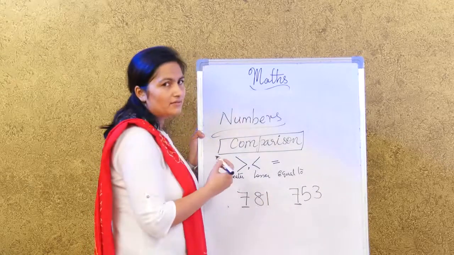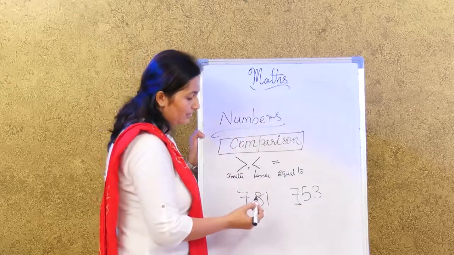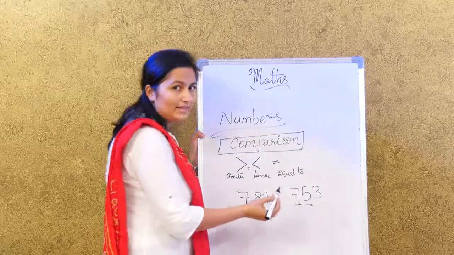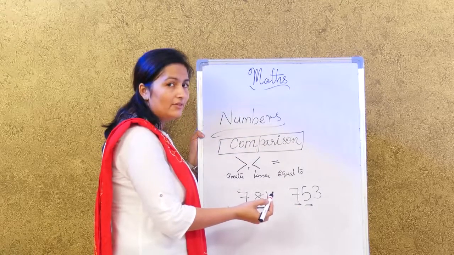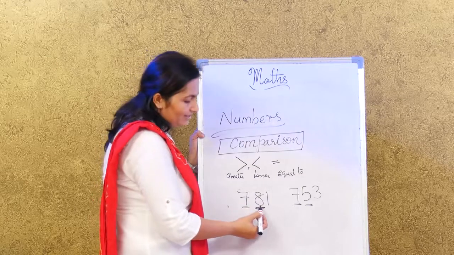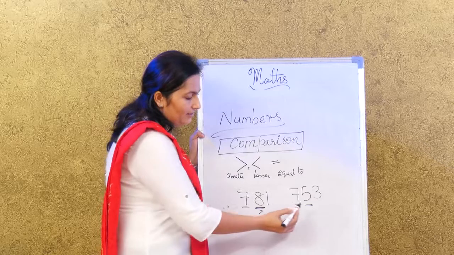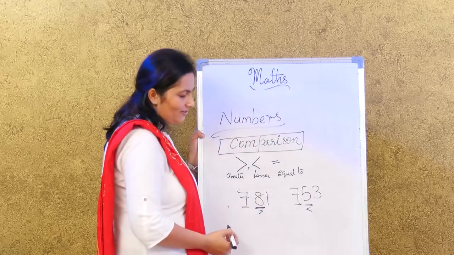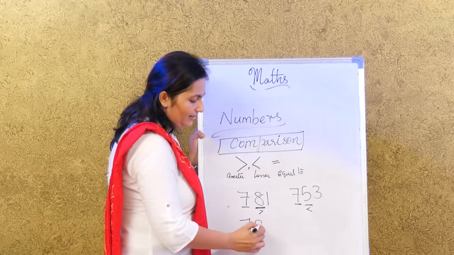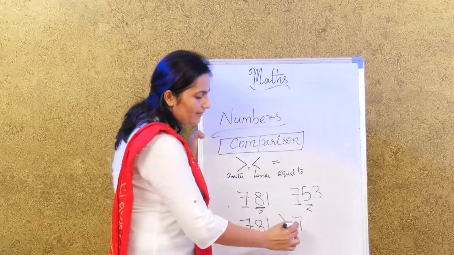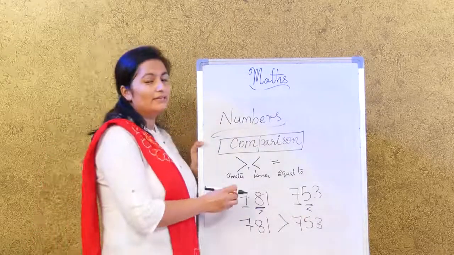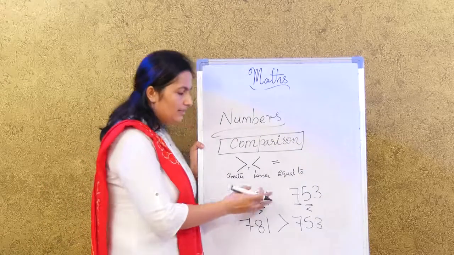Then we look at the 700, both are 7s, so they are equal. We do not know yet. Then we look at the second number, the tens. When you look at the tens, then we are almost reaching the answer, right? This is greater, this is lesser. And then we get the answer, 781 is greater than 753. So why did we learn this? Because suppose you suddenly see numbers like this.